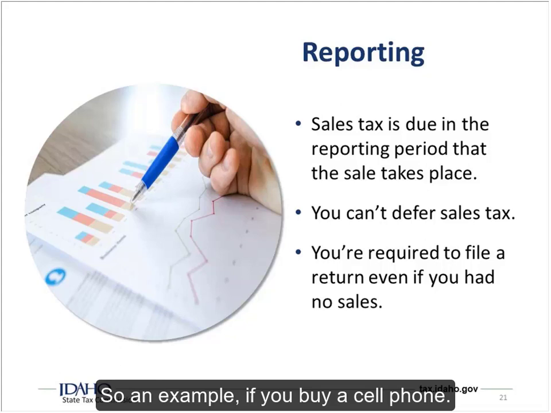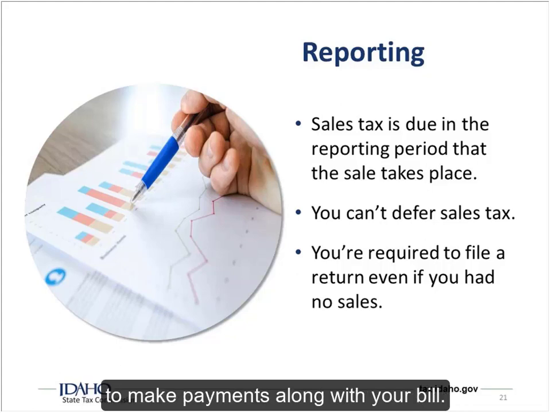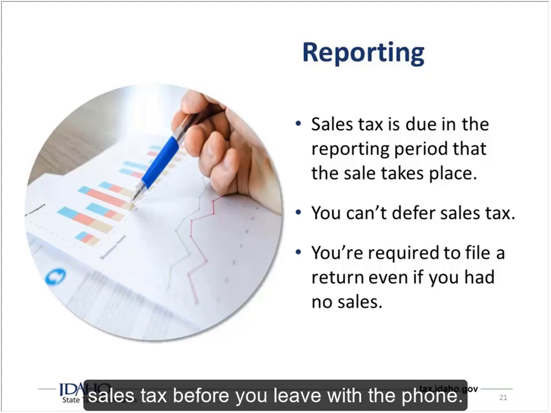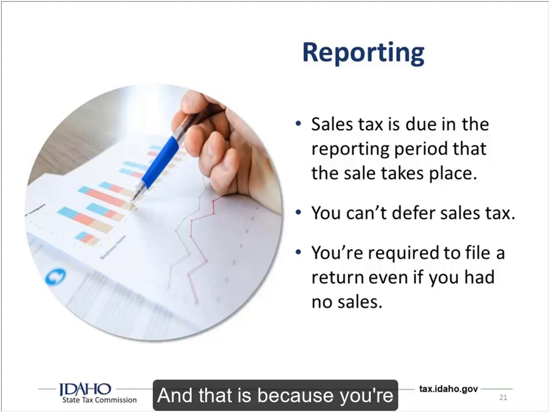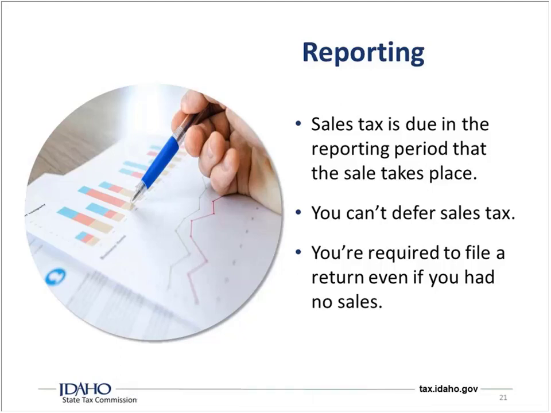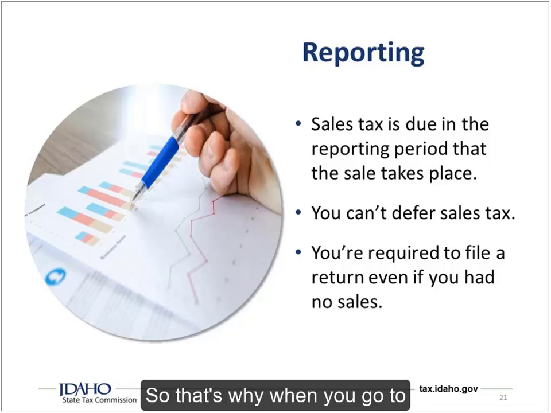As an example, if you buy a cell phone, the company will usually let you take it with no money down, and you're just going to make payments along with your bill. You're going to be required to pay the sales tax before you leave with the phone, because you're taking possession of the product, right? So that's why when you go to get a new phone, you have to put out some cash first, because you're paying that sales tax.